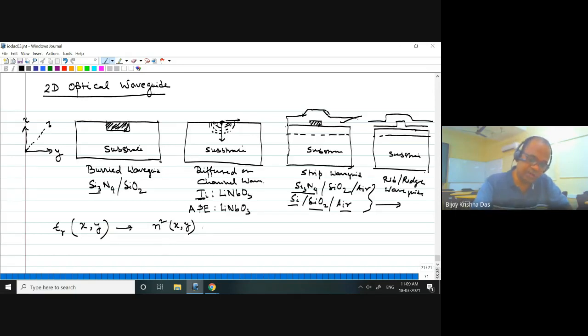Okay, so if such variation is there, along the xy plane you can define which region has what type of dielectric constant, what type of refractive index. So if you have this type of cross-sectional distribution and there is no variation in the z direction, they are called z propagating waveguides. It can be x propagating if your cross section is yz. That depends on your setup.